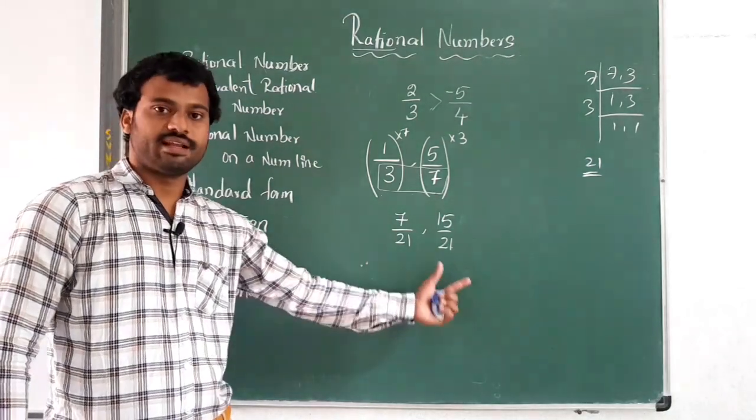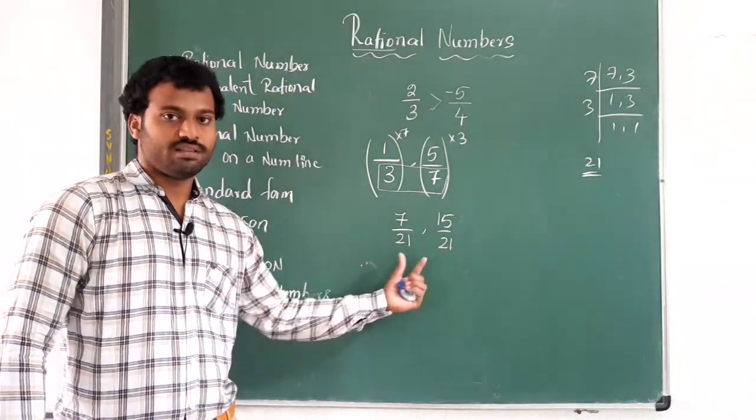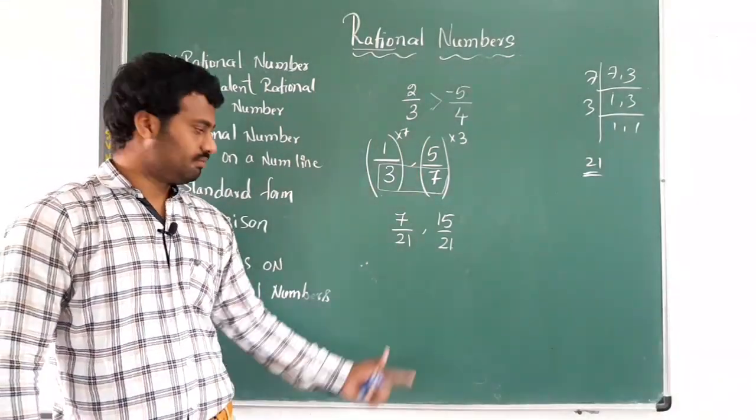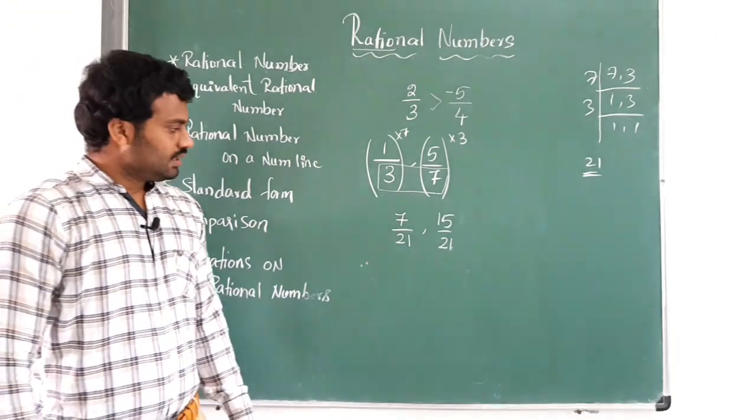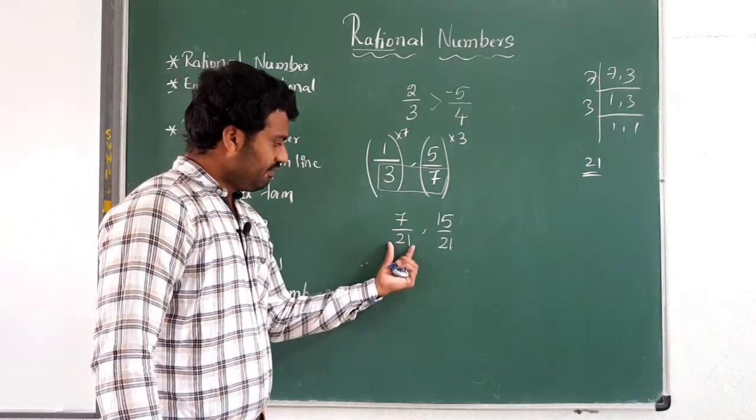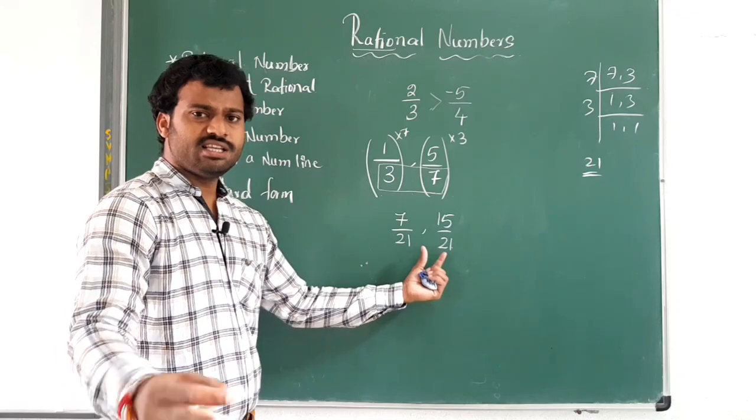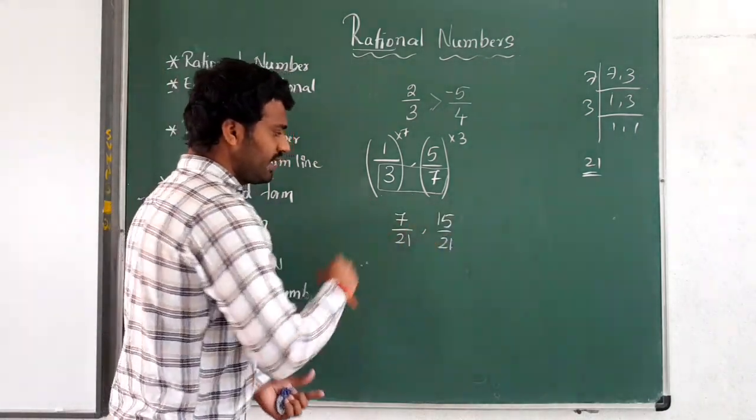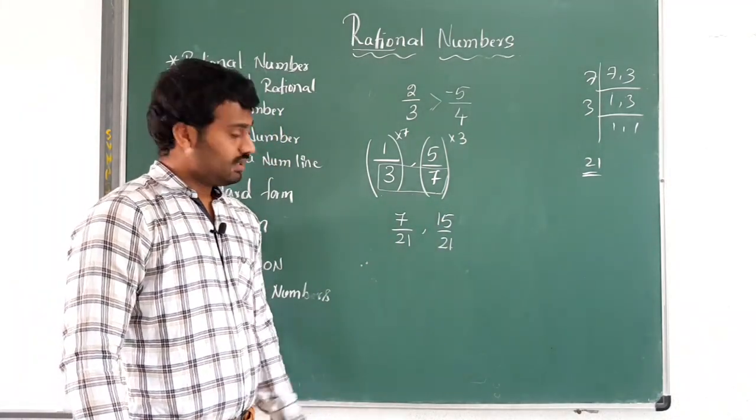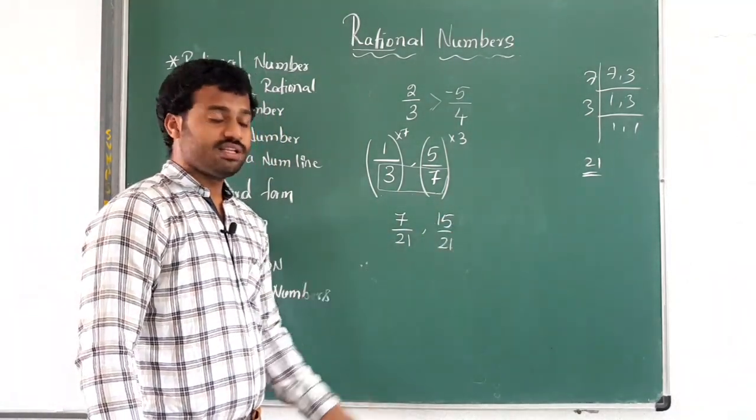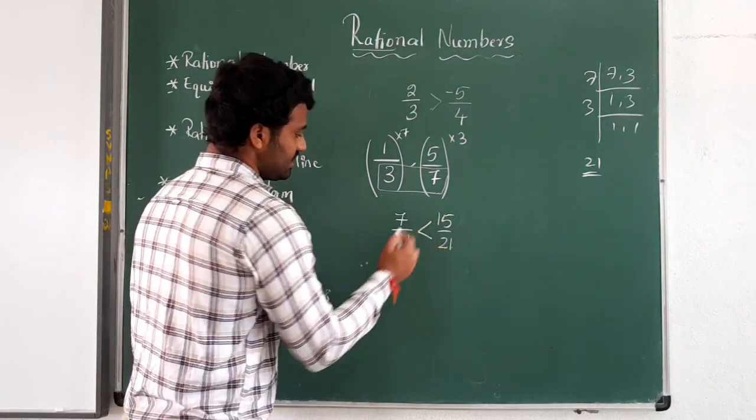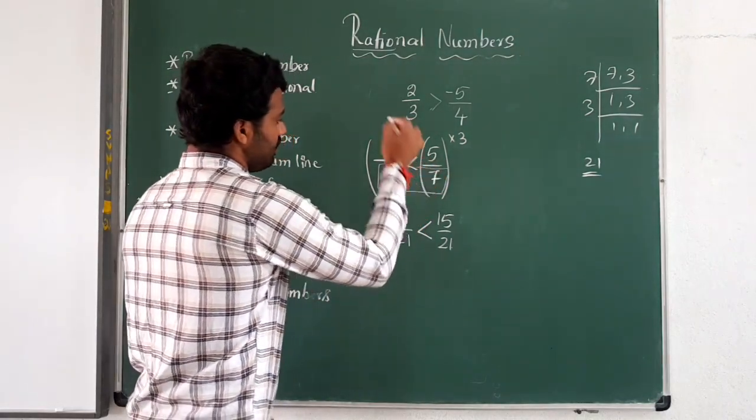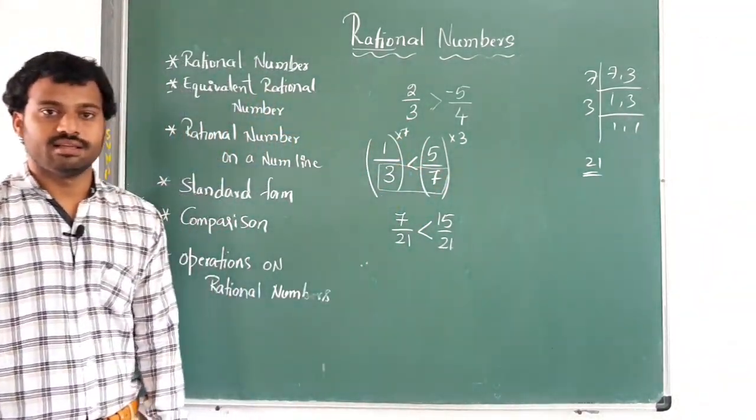Like fractions are like fractions. If denominators are the same, then they are like. Clear or not? Like the fraction concept we do, like fractions and all. So if denominators are the same, then easily you can decide which one is greater. Just put it into the numerator. Which one is the greatest numerator here? 15 is the greater one. So this is the greater one. So what you can say, 5 by 7 is greater than 1 by 3.